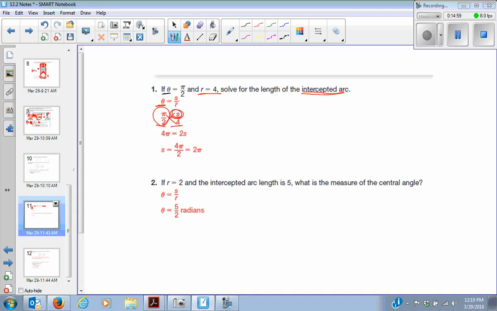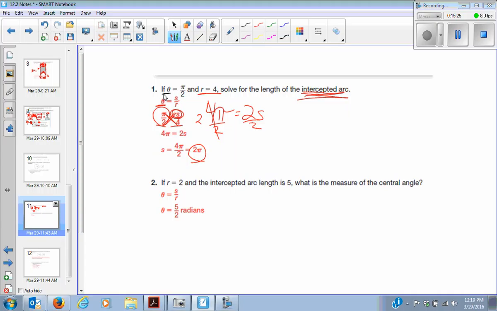Again, if you remember, when you have equivalent fractions, you can cross multiply, and that's where they got this 4 pi equals 2s. They just cross multiplied. Again, they're going to get this s by itself, so you're going to divide by 2, divide by 2. When you do that, these can cancel out, and this becomes 2 pi. And that's where they got this answer from. So that would be the length of the intercepted arc, and it would be 2 pi.